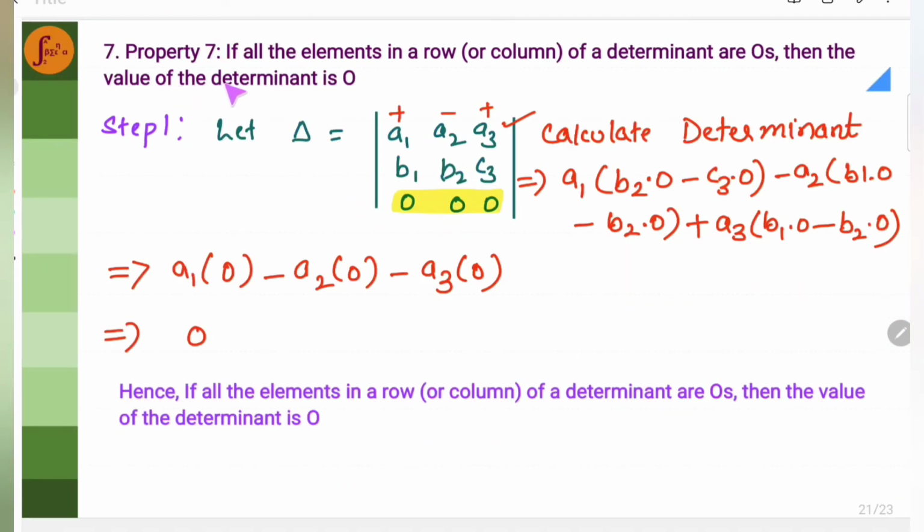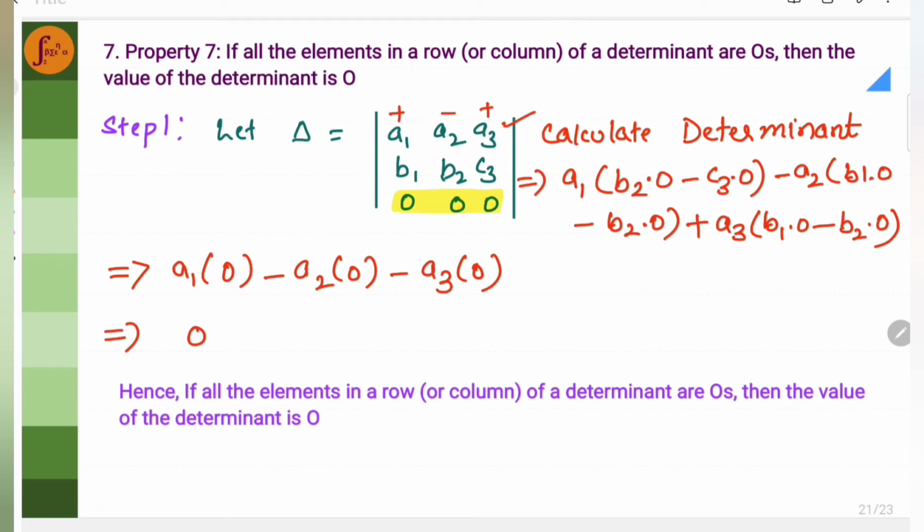Let's go through property number 7. Property number 7 states that if all the elements in a row or column are zeros, that is, if any row or column has zeros, then the determinant is 0, right? Like this. So here we can prove that. Actually, if you take third row to find the determinant, then everything is going to be 0 into 0 into 0 into. So obviously it's going to be 0. We can also take row 1 and prove this.